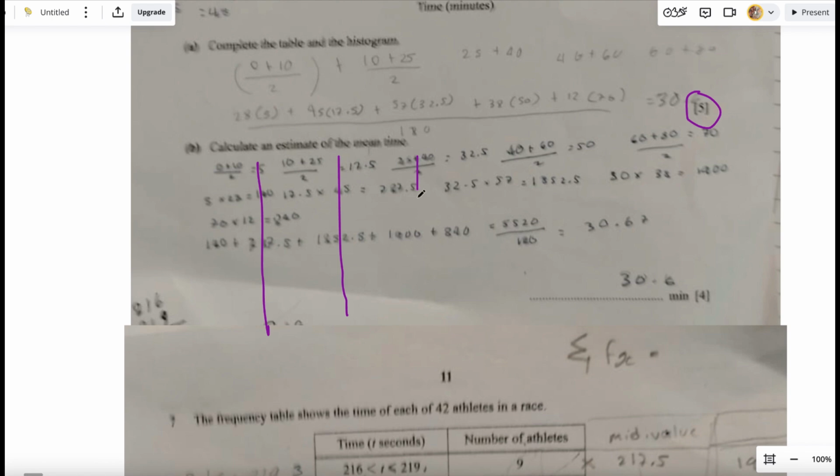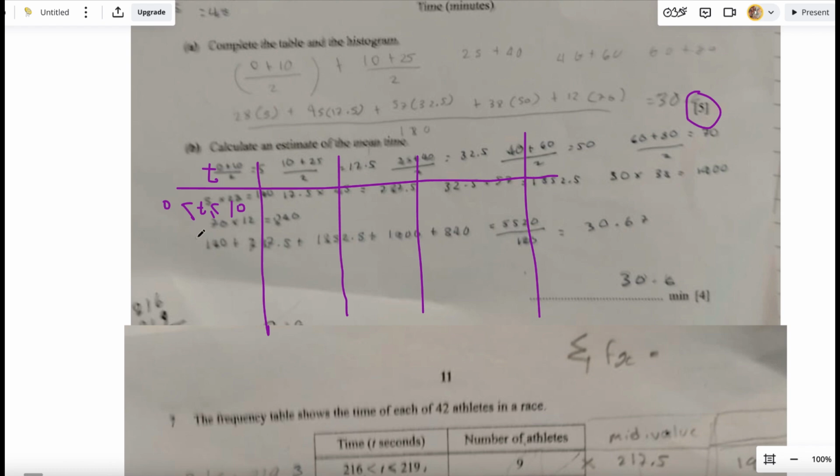Let's have our table. The table we drew is missing. Let's have something here. Let me just say t, for time. So the first one, t is less than or equal to 10 and is greater than 0.